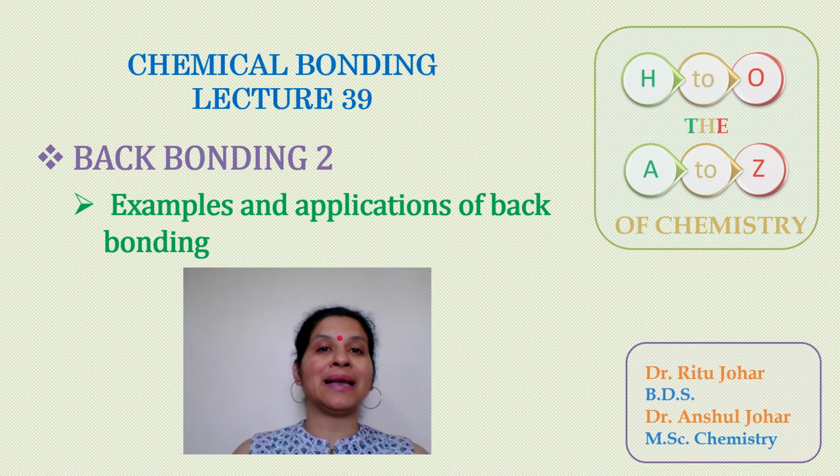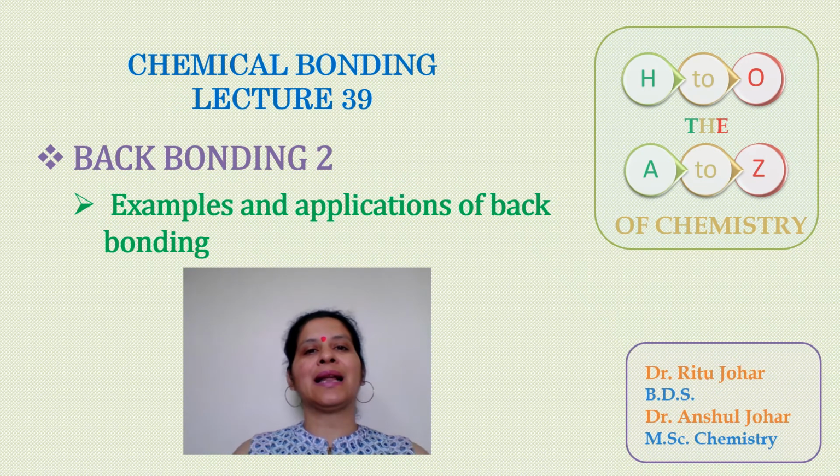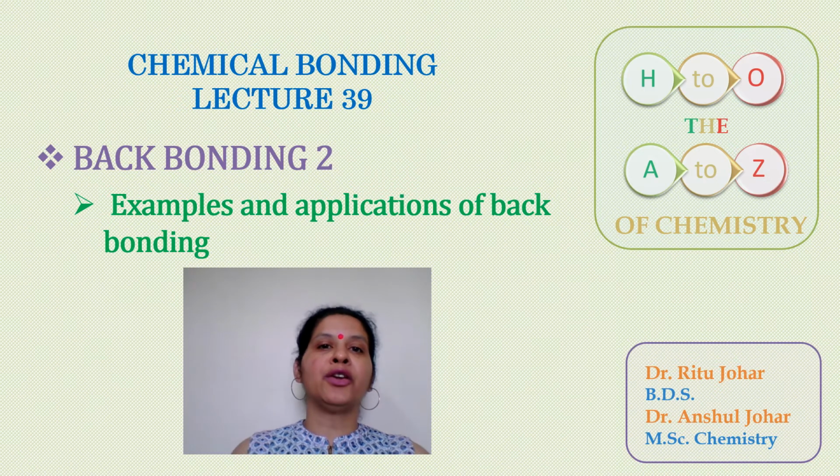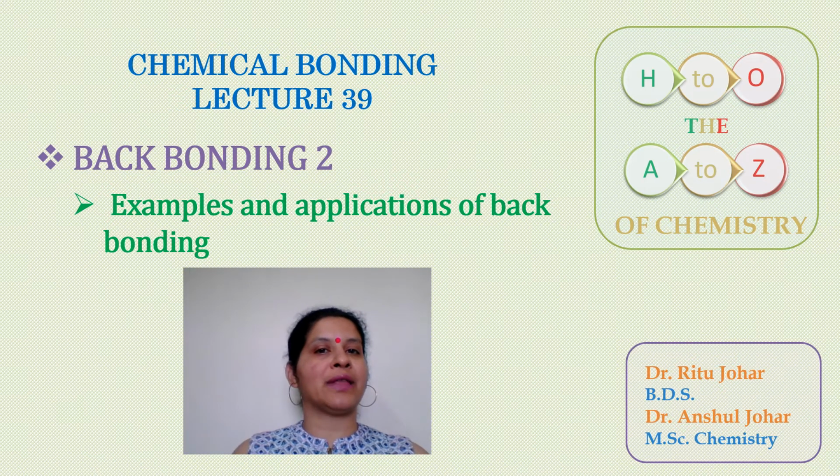Now what do I mean by these applications? Well, in the last lecture, while discussing the example of BF3, you also learned that for the various boron trihalides, the Lewis acid character is based upon the strength of the back bonding in them. So this is one application of the back bonding concept. There are so many more that you have to learn.